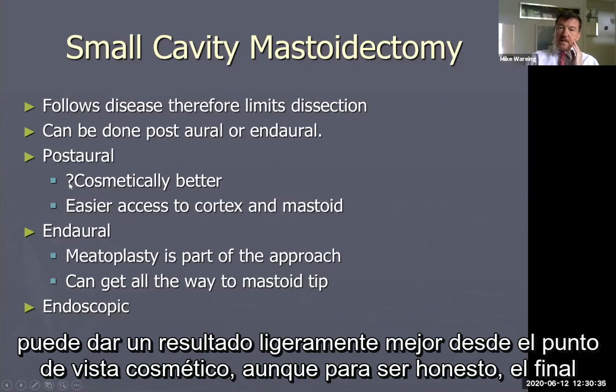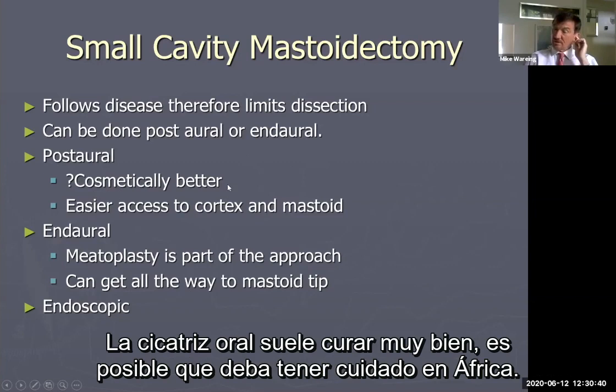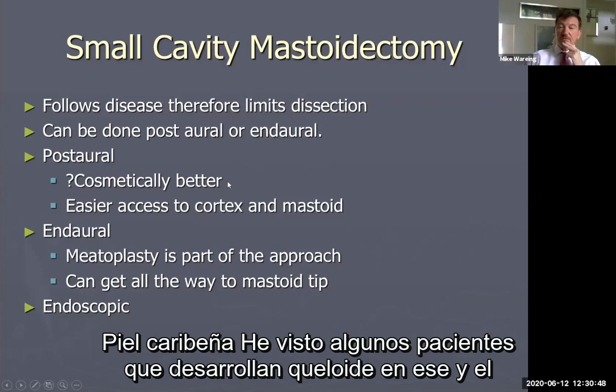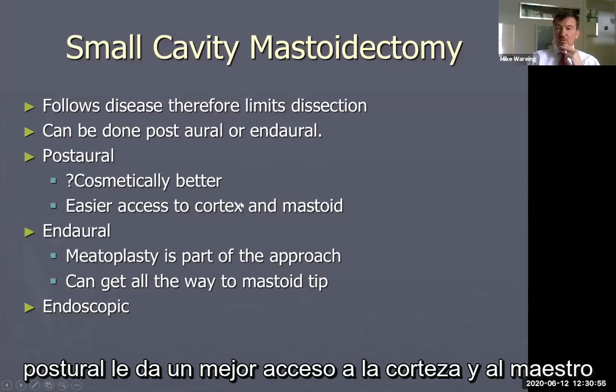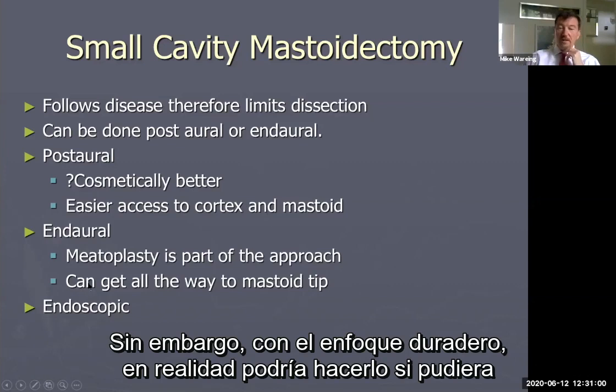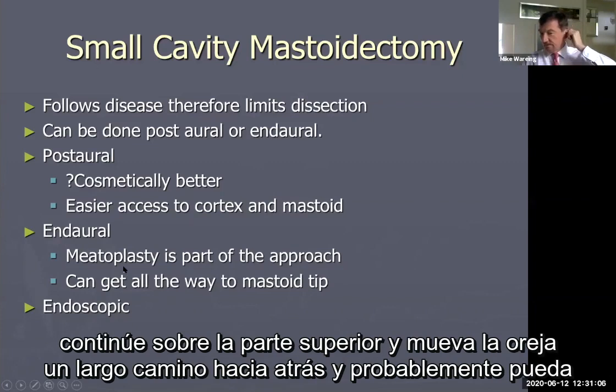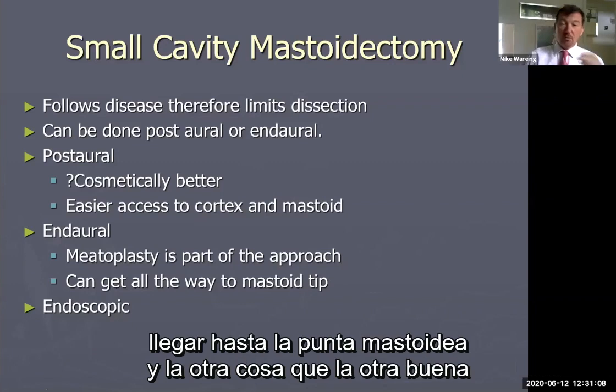The post-oral may give a slightly cosmetically better outcome, although, to be honest, the endoral scar usually heals extremely well. You may have to be careful in Afro-Caribbean skin. I have seen some patients who developed keloid in that. And the post-oral does give you better access to the cortex and to the mastoid. However, with the endoral approach, you can continue it over the top and move the ear back a long way, and you can probably get all the way down to the mastoid tip.